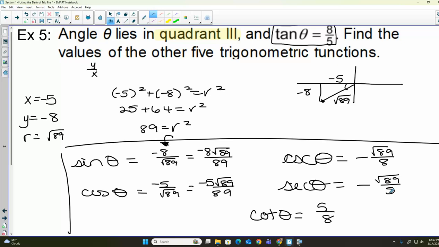If you didn't pay attention to your negatives at the beginning, we can still get it here because we know in quadrant 3, tangent and cotangent are positive. The other 4 should be negative. And so do a quick check there that we have our negatives where we need them. Questions?